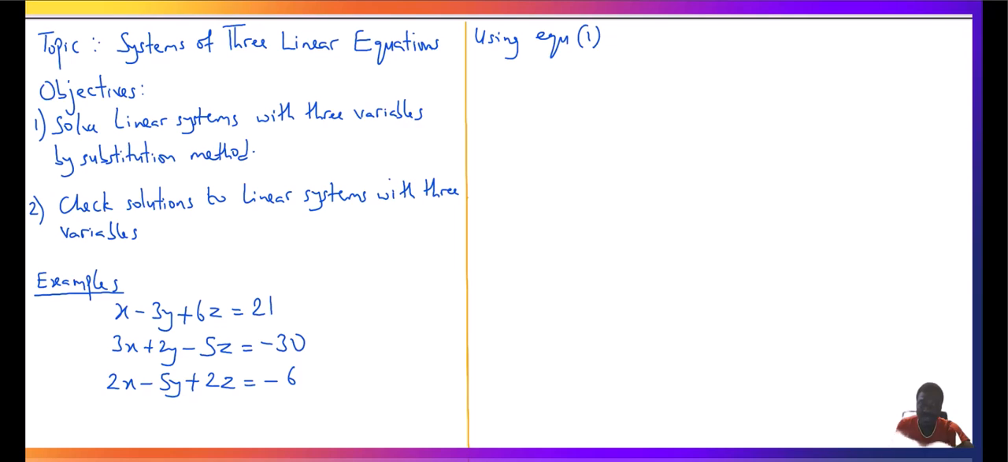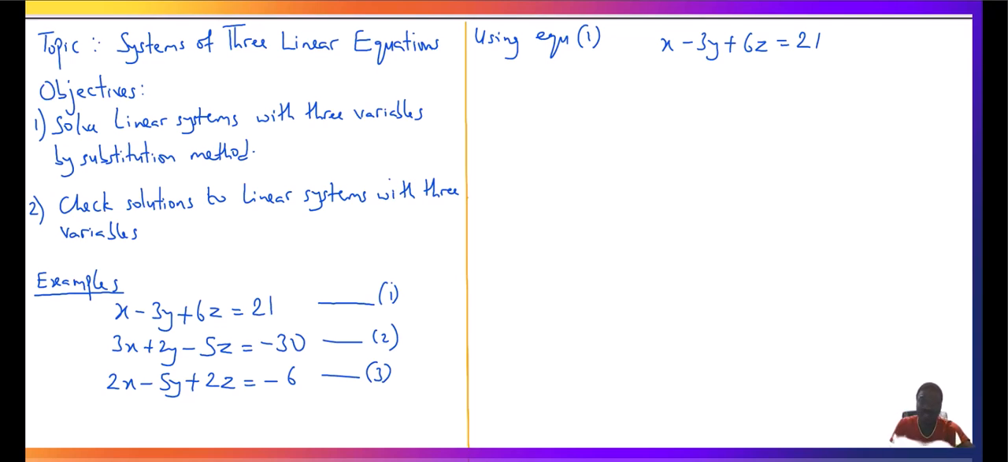So let's label it. This is equation 1, this will be my equation 2, and this will be my equation 3. So I have my three equations. I have to use equation 1, where we have x minus 3y plus 6z equals 21. So what am I trying to do here? I'm trying to make x the subject of the formula so that I can input it into equation 2 and equation 3 and then solve simultaneously. Try to make one variable the subject of the formula. After you've done that, input it into the other two equations and solve them simultaneously.